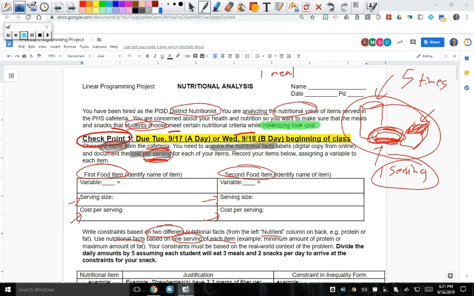So we're going to divide, this is why it's highlighted or bolded, divide the daily amounts by 5, because we're assuming each student will eat 5 meals in a day. 3 meals and 2 snacks per day to arrive at your constraints for your snack. So we're dividing by 5 because again, we think on average you're going to eat 5 times or 5 meals per se in a day. So divide the daily amounts by 5. Okay.